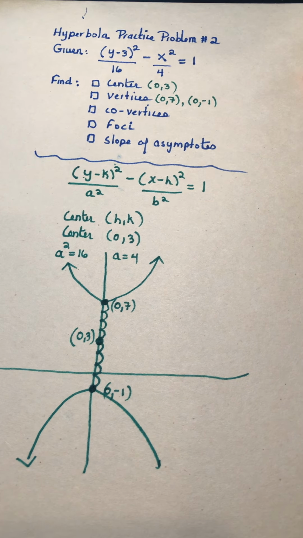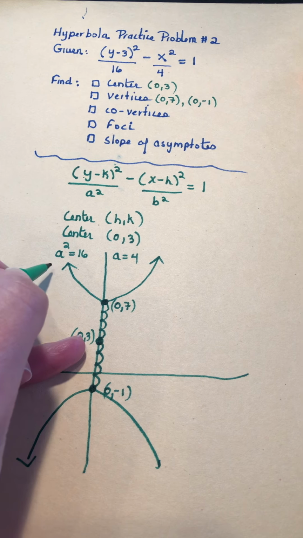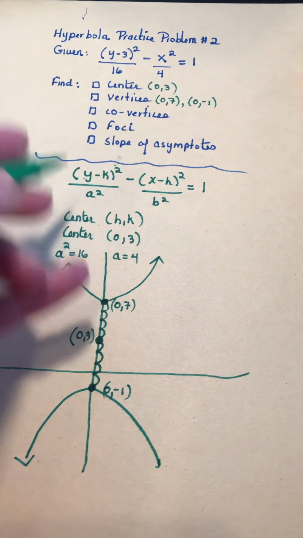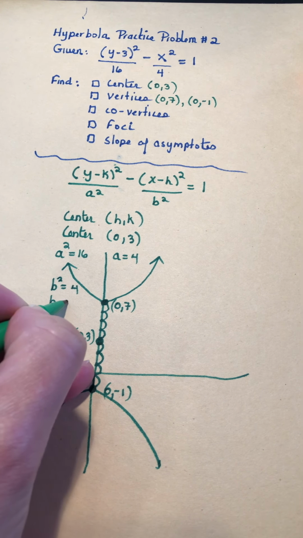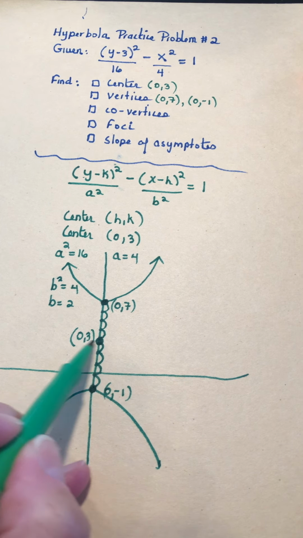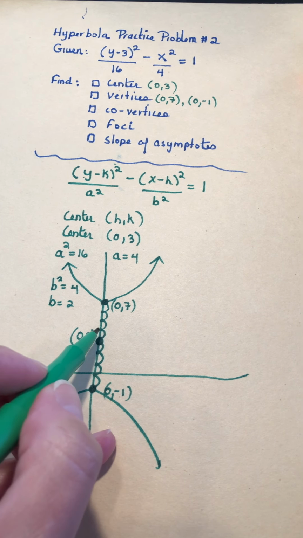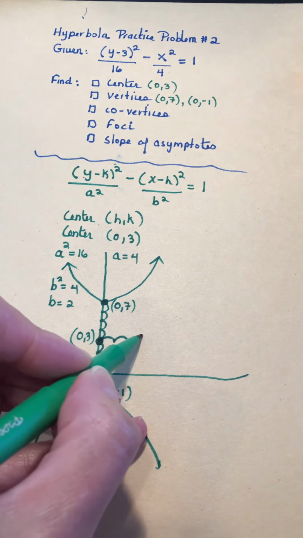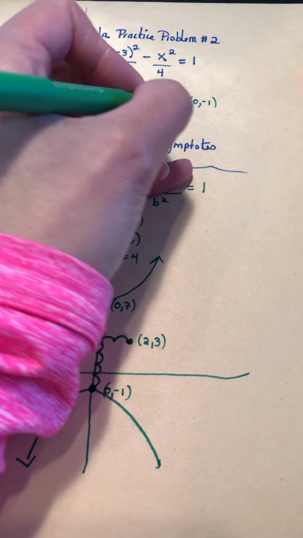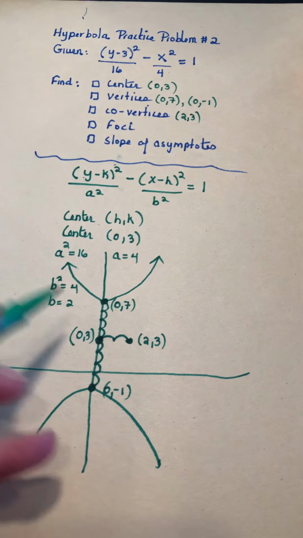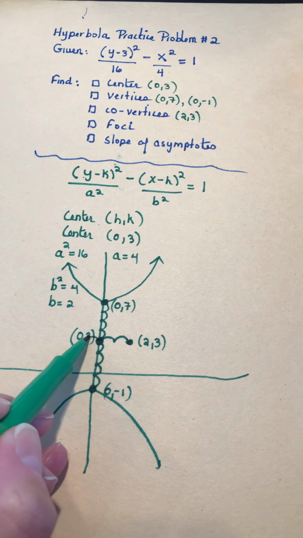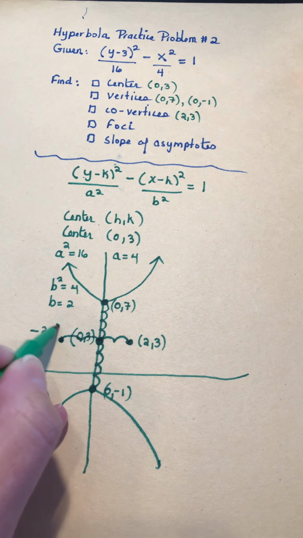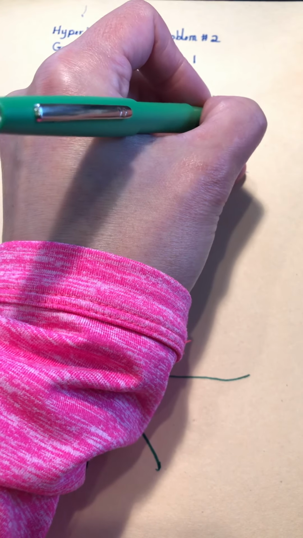Now my co-vertices use the letter b. And so what did we learn? We learned that b squared was 4. So b equals 2. So what I need to do is go this way 2 units. So I'm going to start here and I'm going to go 1, 2. Where does that land me? That lands me at the point 2, 3. So one of my co-vertices is 2, 3. And I have to go the other way, right? So I have to go 1, 2. That lands me at the point negative 2, 3. My other co-vertex is at negative 2, 3.